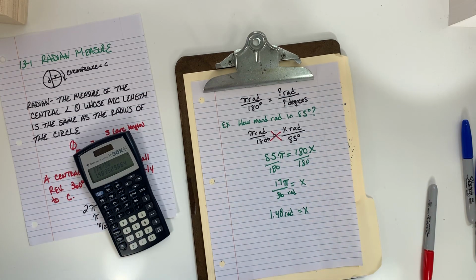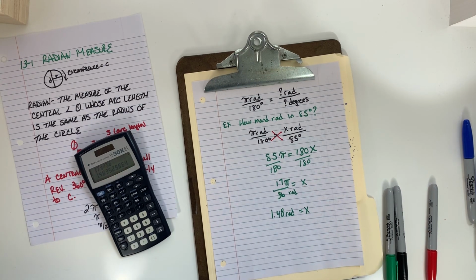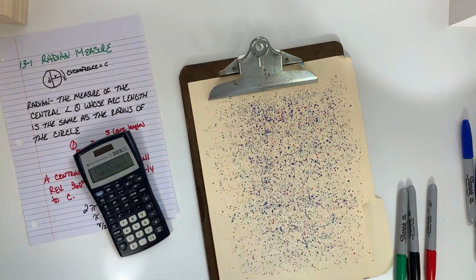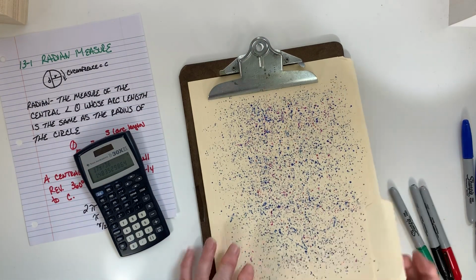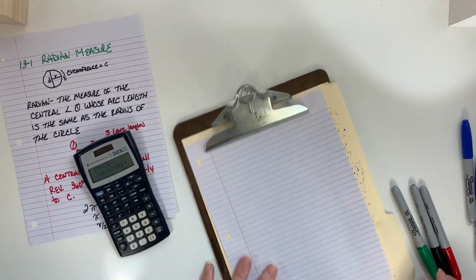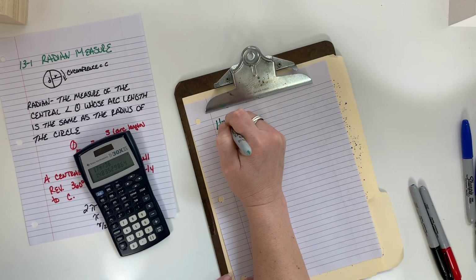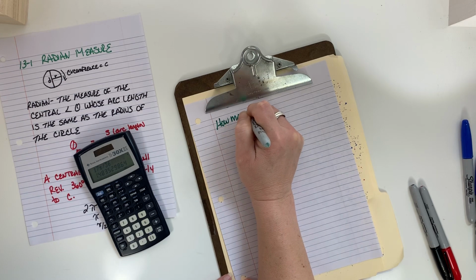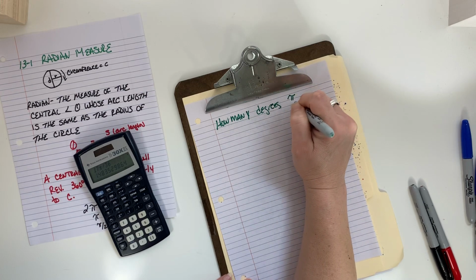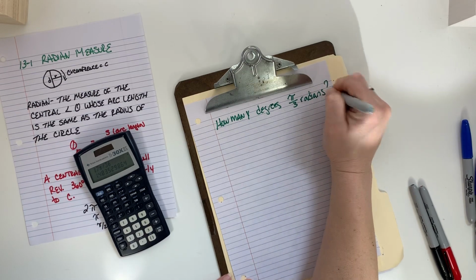Let's convert the other direction now, because sometimes they're going to give you radians and ask you to find degrees. So let's take a look at what that looks like. Let's say our question is, how many degrees are there in pi over 3 radians? Okay, so that's our question.